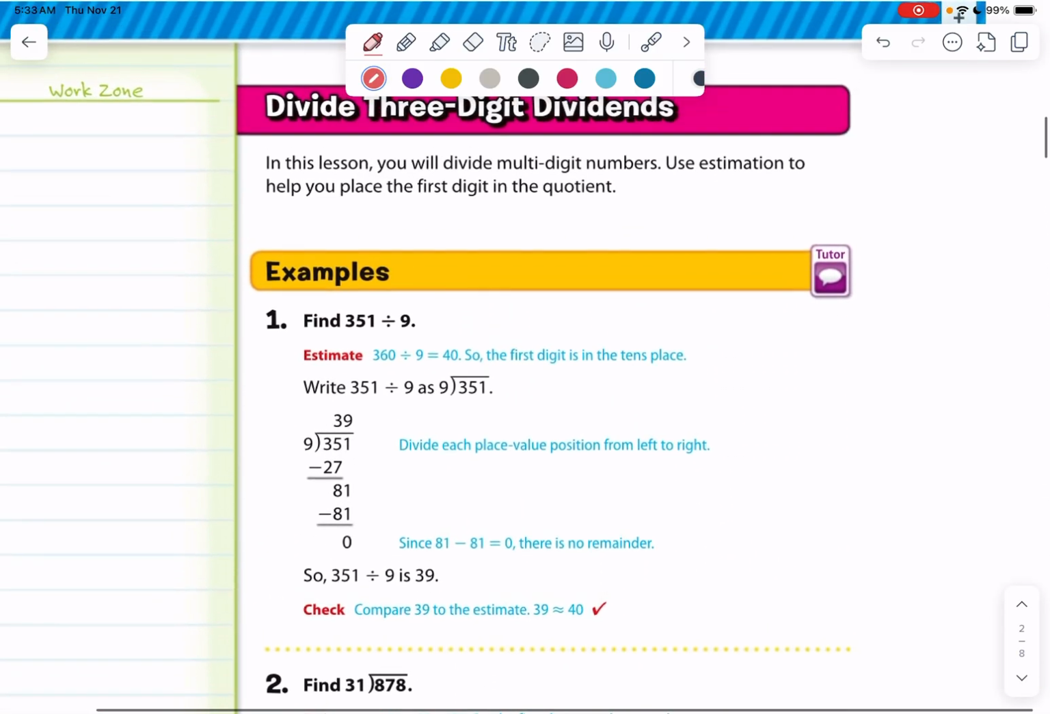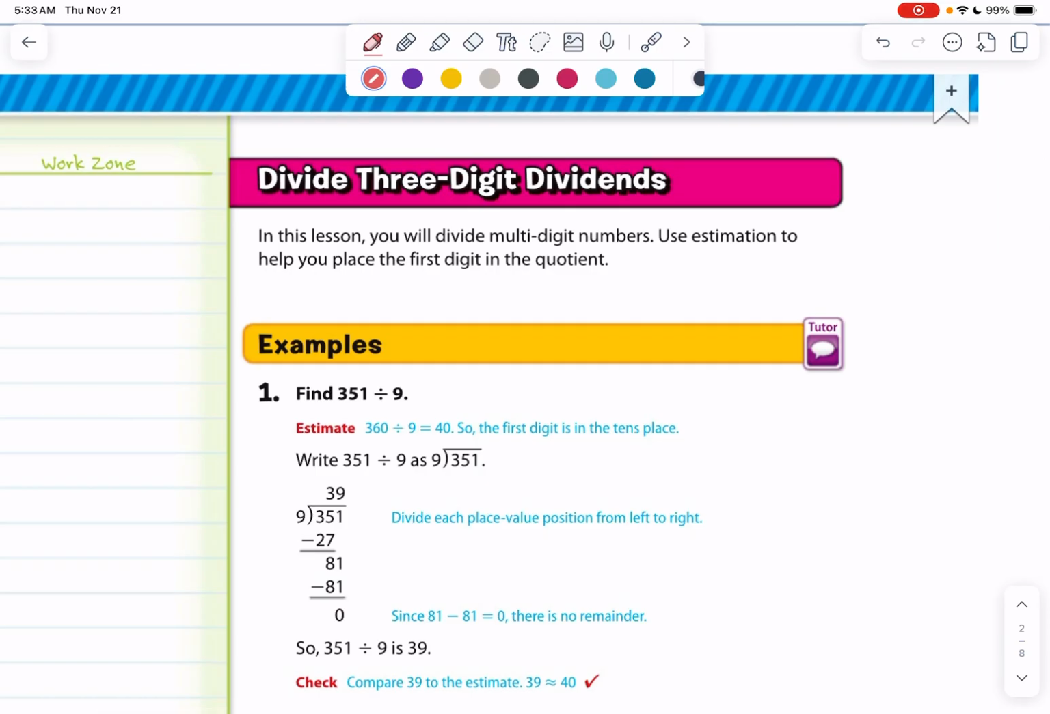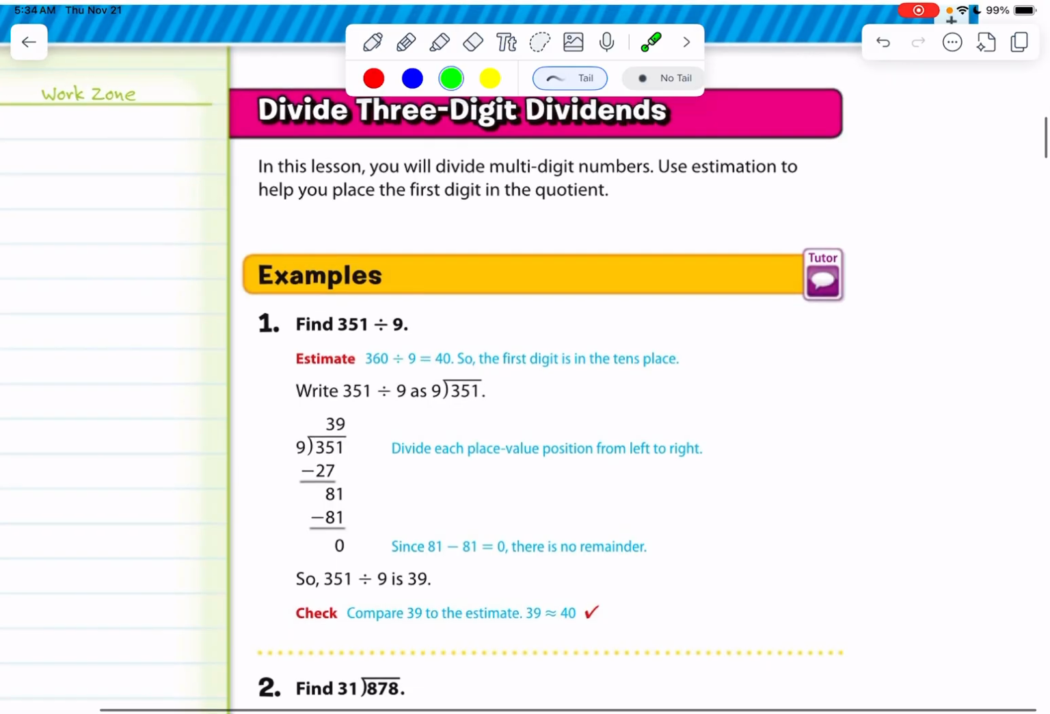Oh, did I go too far here? Okay. So let's read this first. It says, in this lesson, you will divide multi-digit numbers. Use estimation to help you place the first digit in the quotient. Okay? So what are they asking us here? So let's read this right here.